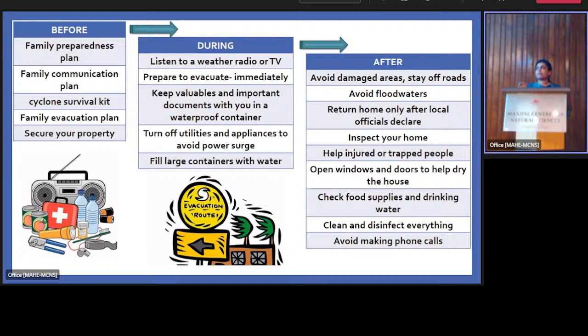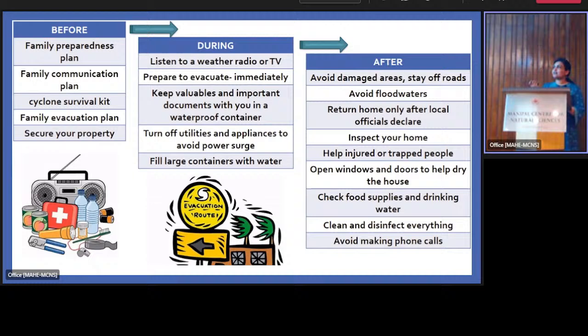The rest, during and after, are very common, like you need to keep valuable, important documents in a waterproof container. After the cyclone, there are lists which show that you have to avoid damaged areas and flood waters, inspect your home, and also clean and disinfect everything. So these are some preparedness measures for the cyclone.